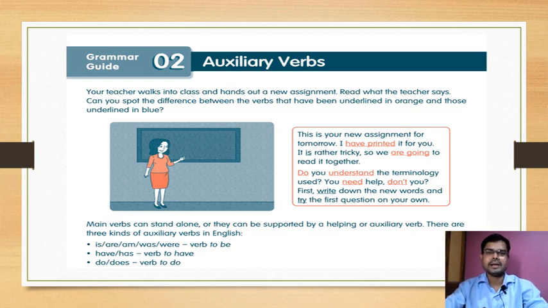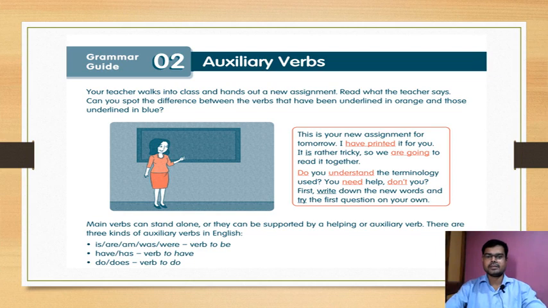Last time we completed one lesson, but today we are starting with some grammar as well. We have already completed one grammar lesson from your English grammar guide book. Kindly open the English grammar guide. Today we are taking auxiliary verbs, which is the second lesson. Here we are going to learn what an auxiliary verb is and its usage.